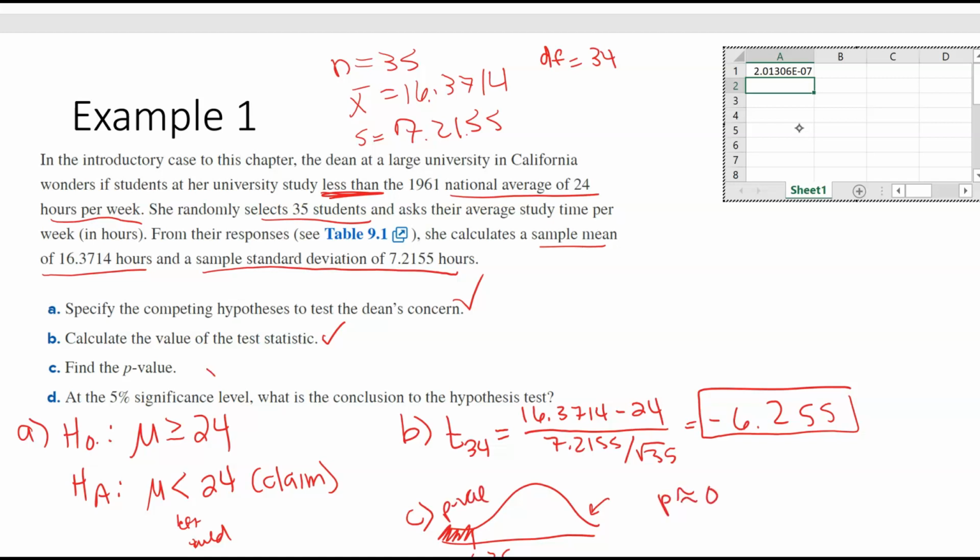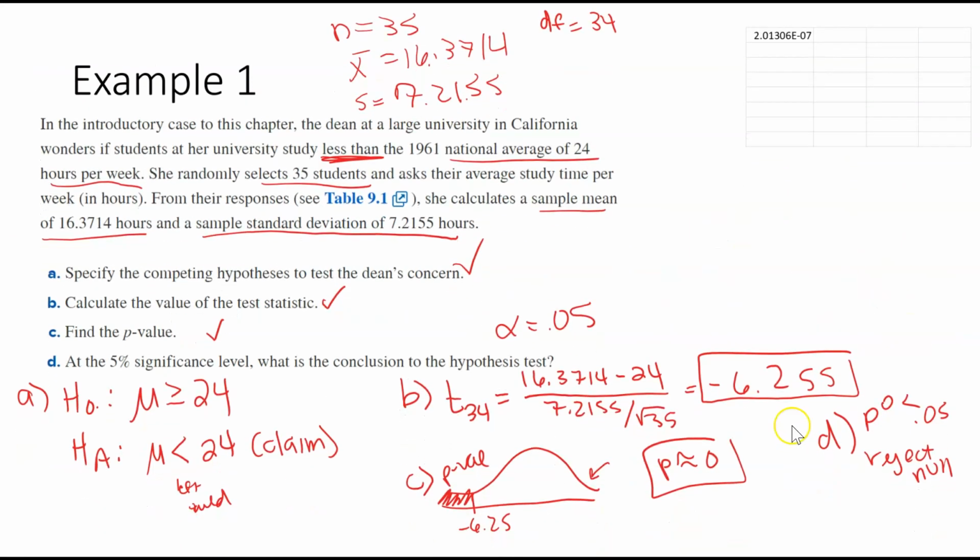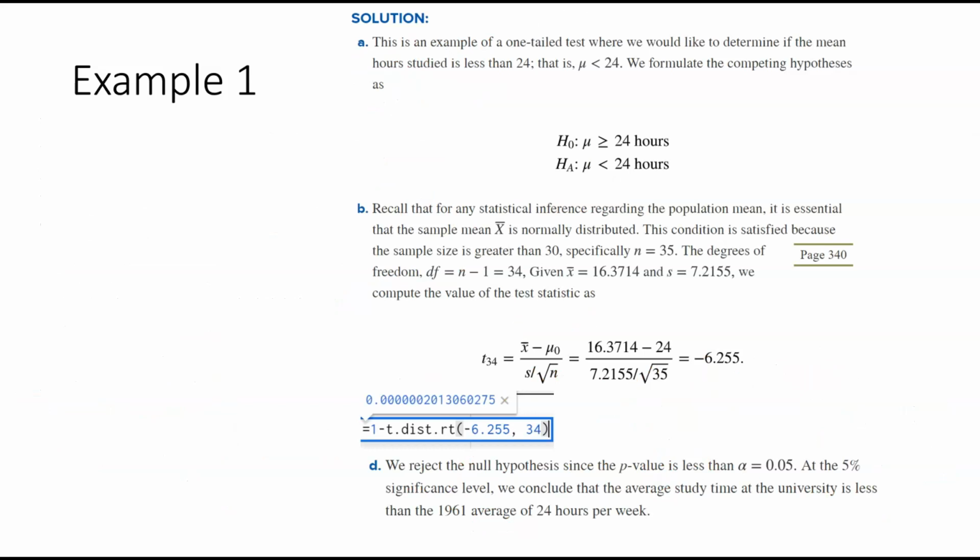So now we have the p-value. For part D, at the 5% significance level, so our alpha is 0.05, what's the conclusion? How does p compare to 0.05? Our p is 0. Well, that's clearly less than. If the p is low, the null must go. So we're going to reject the null. So what is the conclusion then? If we reject the null, then we're essentially supporting the claim. So we can say that there is sufficient evidence that the average study time would be less than 24 hours. And here is the work as well.